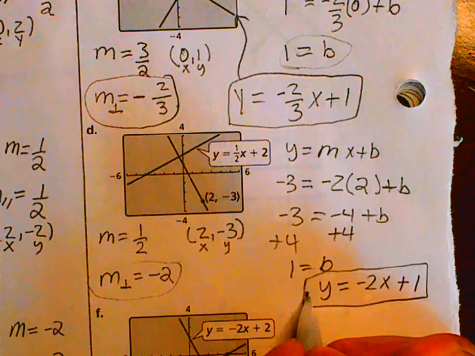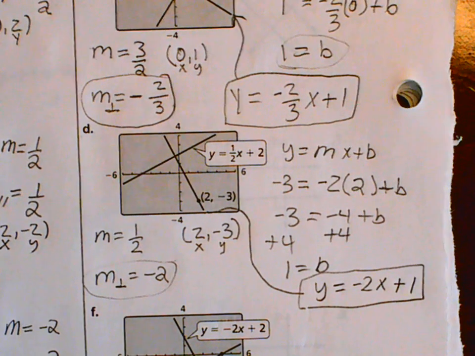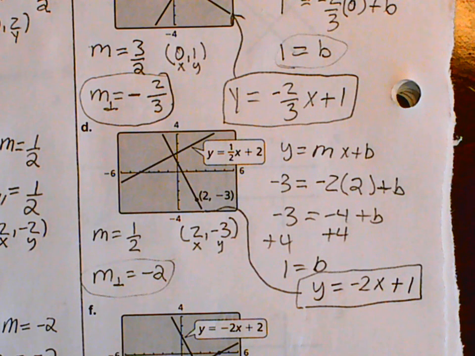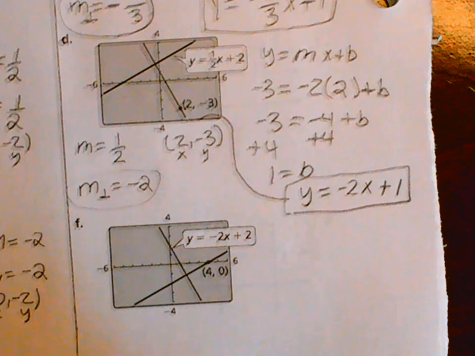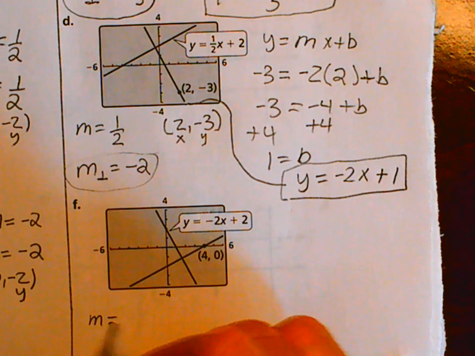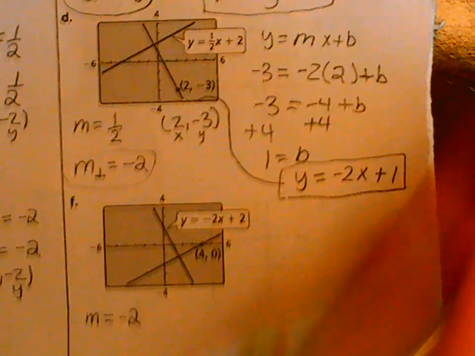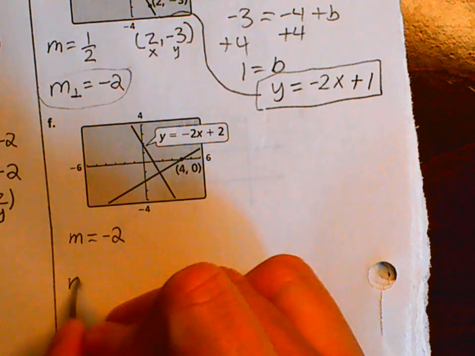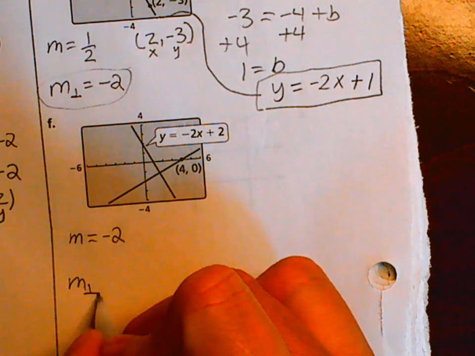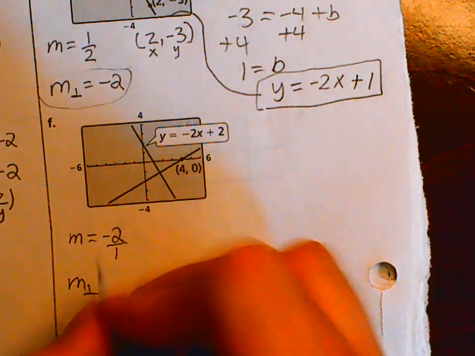And that is the equation of that line right there. Okay, we have one last one. All right, so here the slope of the original line is -2. So how am I going to get the slope of the reciprocal if it's not a fraction? Easy. All you got to do is put a 1 under it, flip it, change the sign.